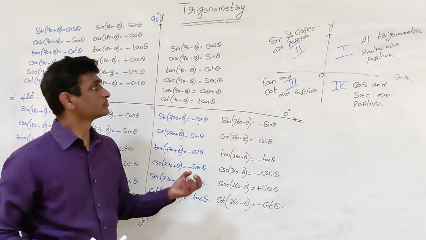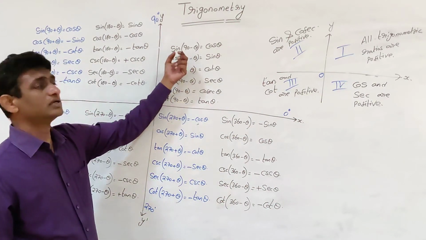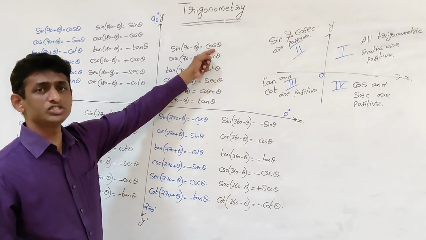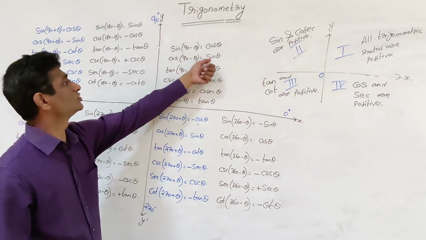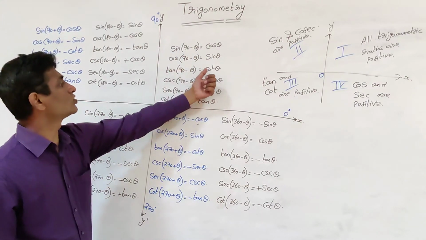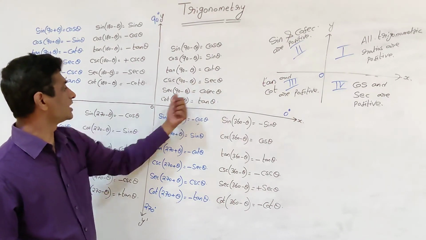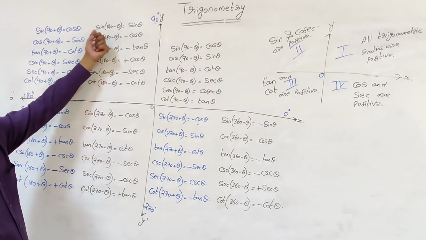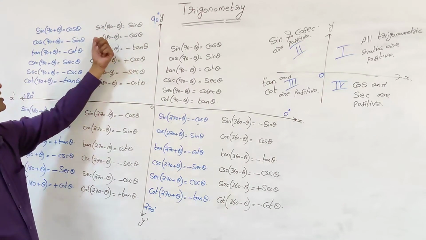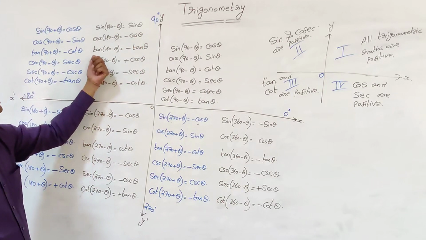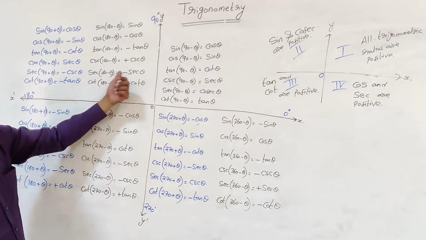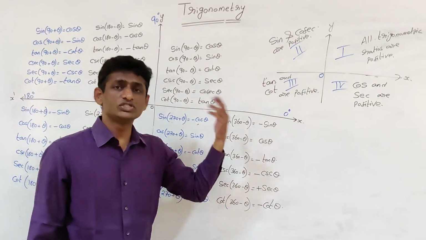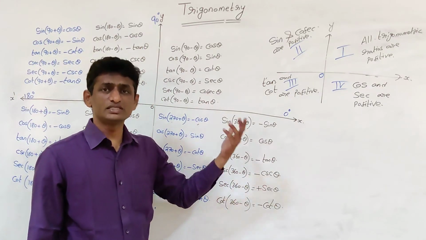And if you observe, for some angles, sine is getting changed to cos, cos to sine, tan to cot, cosecant to secant, secant to cosecant, cot to tan. For some angles like 180 minus theta, sine goes to sine only, cos changes to cos, tan to tan, cosecant to cosecant, secant to secant, cot to cot. When is the trigonometric ratio getting changed, and when will it be the same?